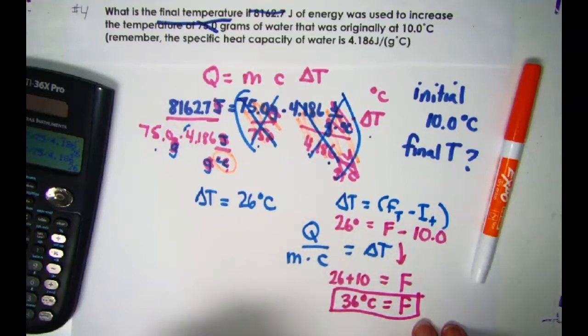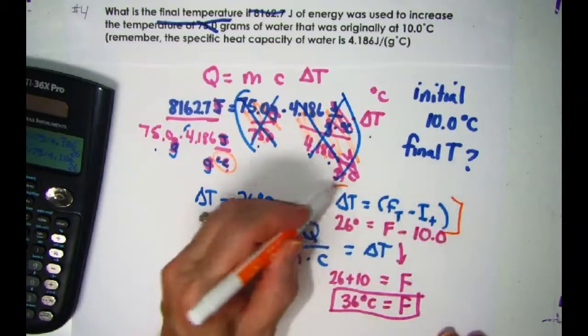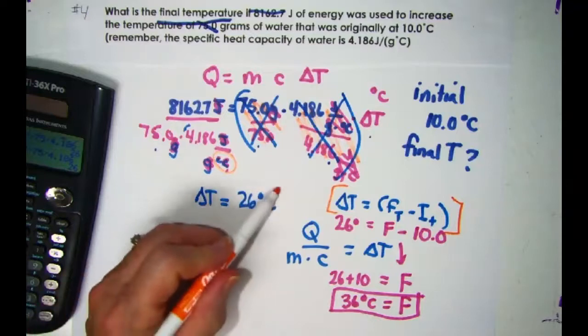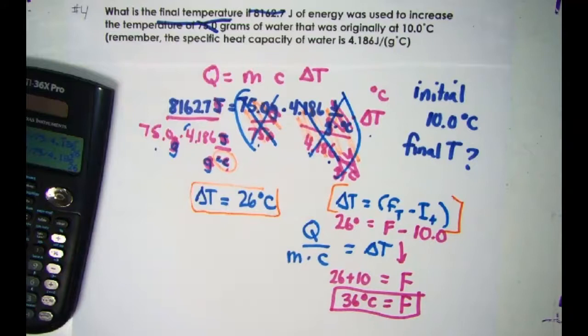All right, so this one's a little bit tougher just because you have a little bit more mess in it. But guys, you know how to do this. You know that the delta T is the final temperature minus the initial. If you know what the initial is, you can calculate the final. You first go ahead and calculate delta T. All right? So there's the fourth one.